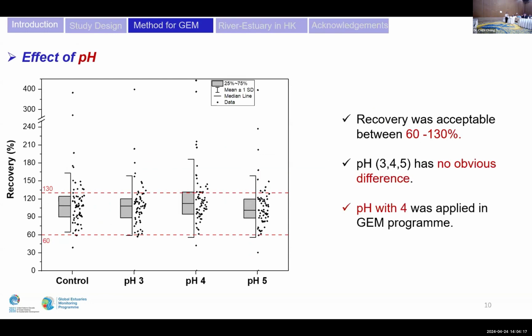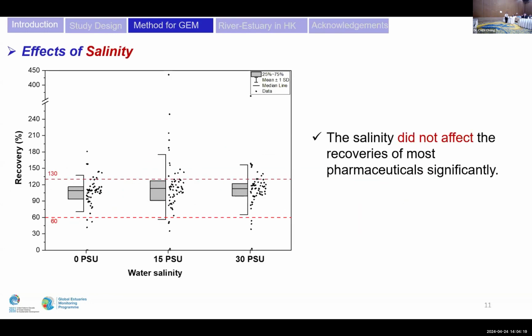This is the effect of salinity. As we mentioned, the salinity covered 0, 15, and 30 PSU. We can see in this figure the x-axis represents the salinity, and the y-axis is the recovery. We can find that the salinity did not affect the recoveries of most pharmaceuticals significantly.